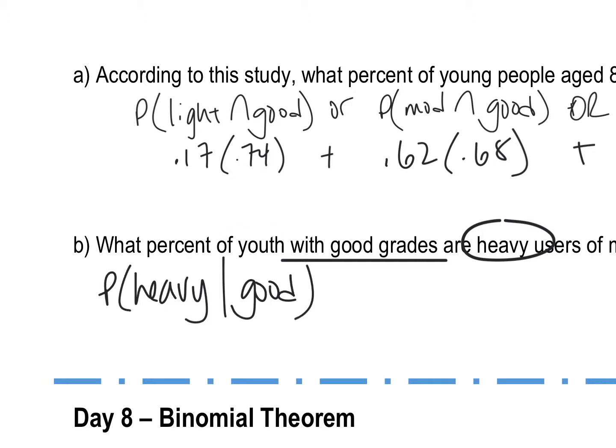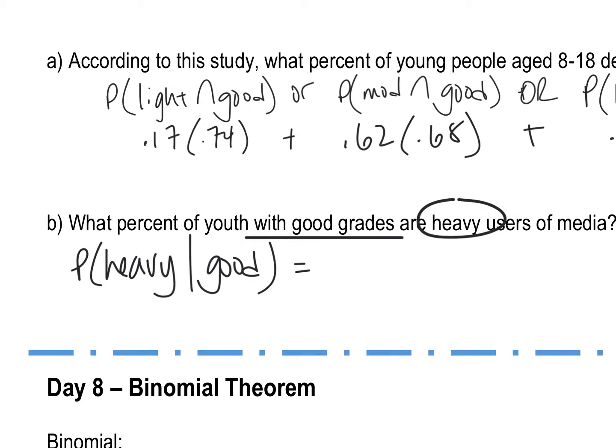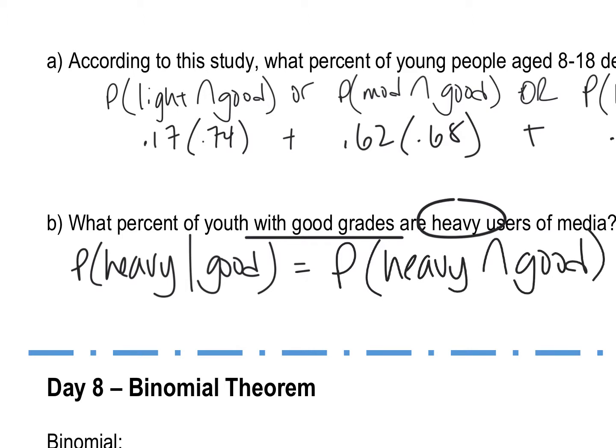I'm only looking at the youth that have good grades, so that restricts the tree a little bit. So I'm only looking at the good grades students. In this case, there's a formula for that. I always like to use the formula whenever possible. That means heavy and good grades divided by probability of just good grades. Remember how it's not mathematically accurate to say that this is the denominator, but it looks like the denominator. So the given condition is your denominator here. Even though that's not a division bar, that's how I like to look at it to help me remember that the given condition goes in the bottom.